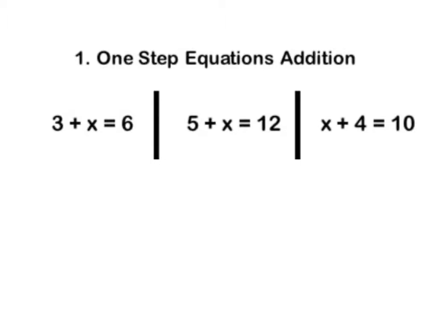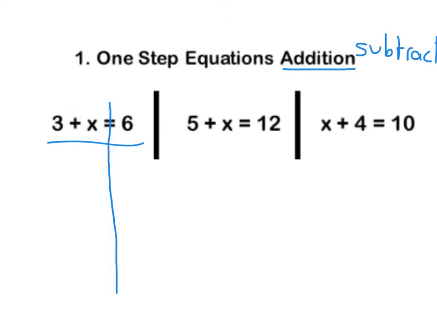So what we're going to do is remember that for addition, the opposite, or the inverse, is subtract. Let's see how we use that. Here we have 3 plus x equals 6. I like to draw a line through the equals so that I can keep this side and this side separate. So I have 3 plus x equals 6. This is a positive 3 here. What I want to do is figure out what x is.